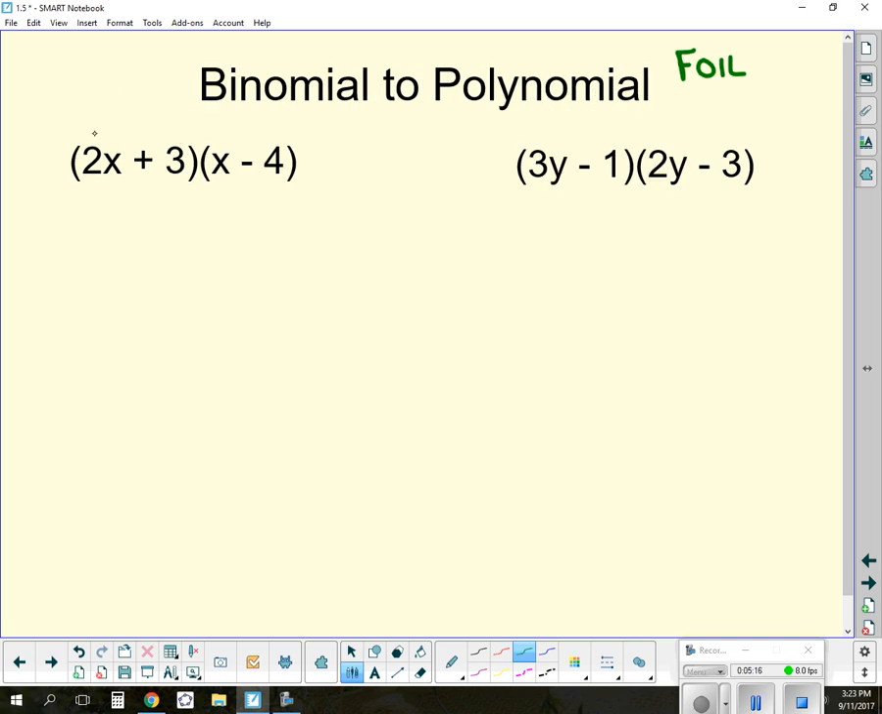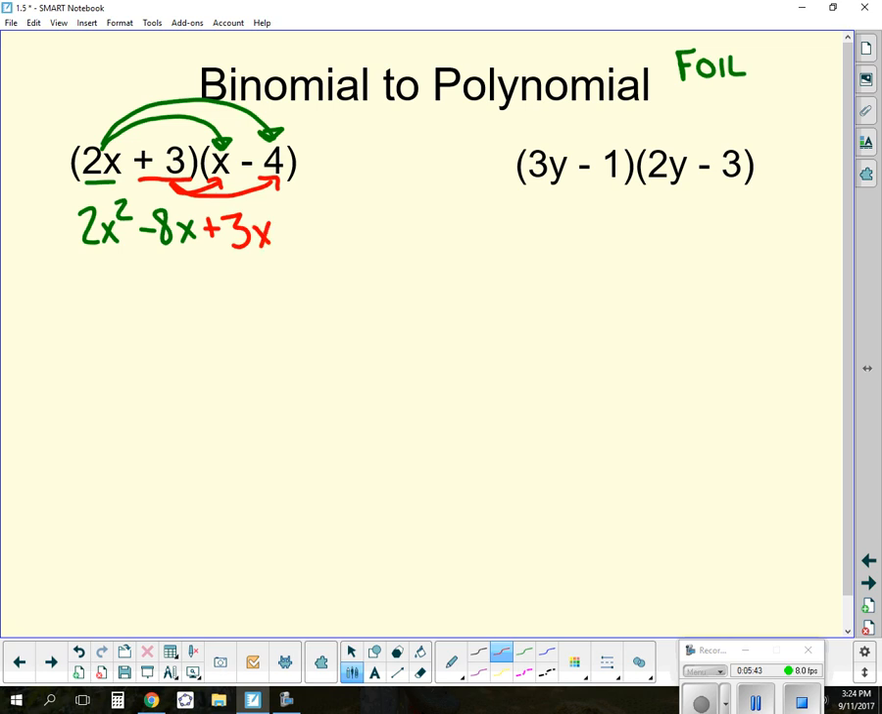So first thing to distribute is 2x. That needs to go to everything in the other set of parentheses. So 2x times x is 2x squared. 2x times negative 4 is negative 8x. You also then need to distribute 3 to everything back here. So we get plus 3x, and then 3 times negative 4 is negative 12.